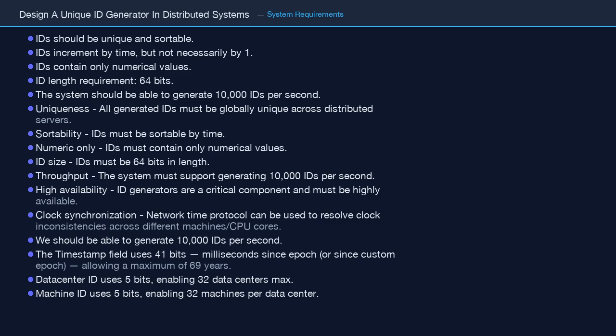On the non-functional side, we need high availability. ID generators are a critical dependency for almost every other part of the system. If they go down, nothing can create new records, so they must be highly available.